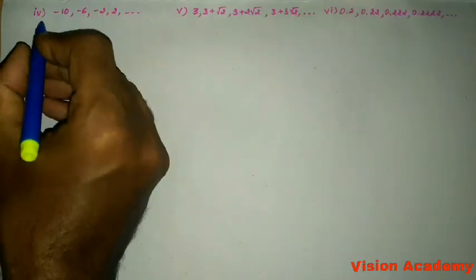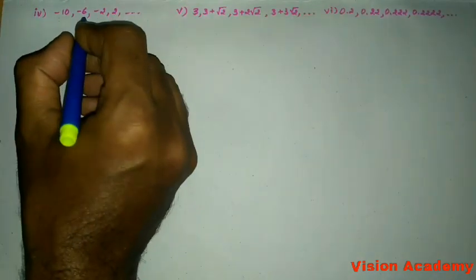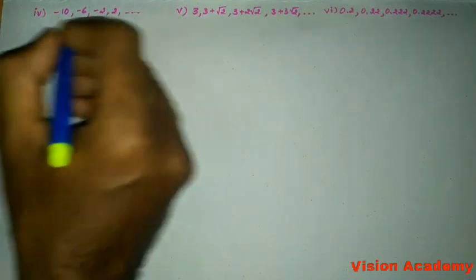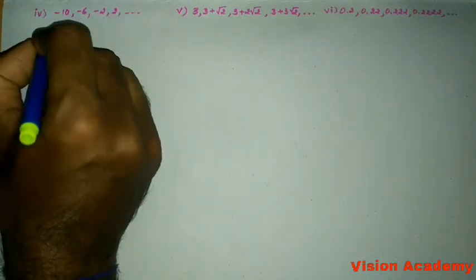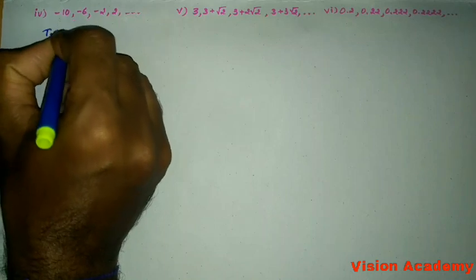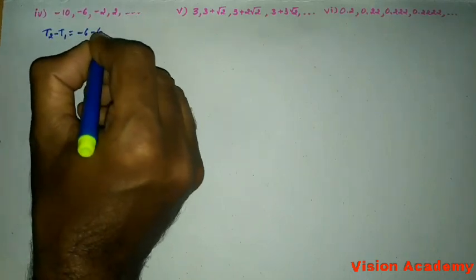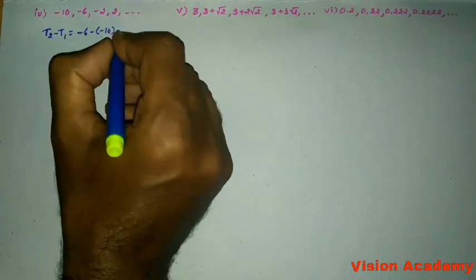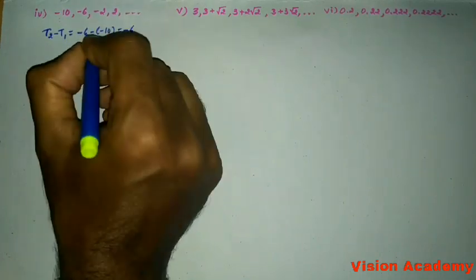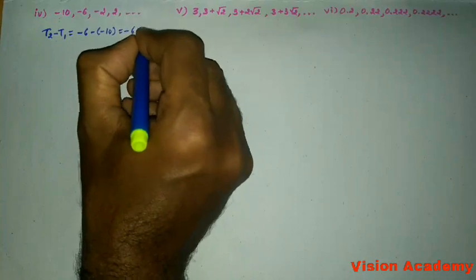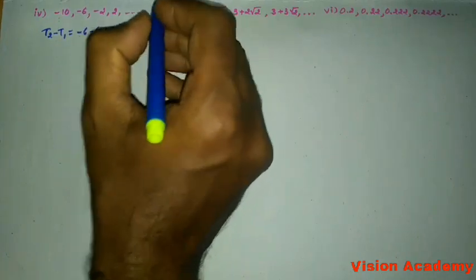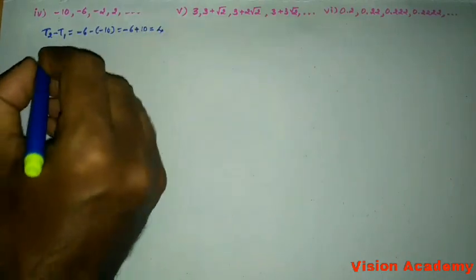Now let us solve the fourth question: -10, -6, -2, 2 and so on. Let us write T2 - T1, which is equal to -6 - (-10), which is equal to -6 + 10, since minus into minus is plus. So -6 + 10 gives me 4.